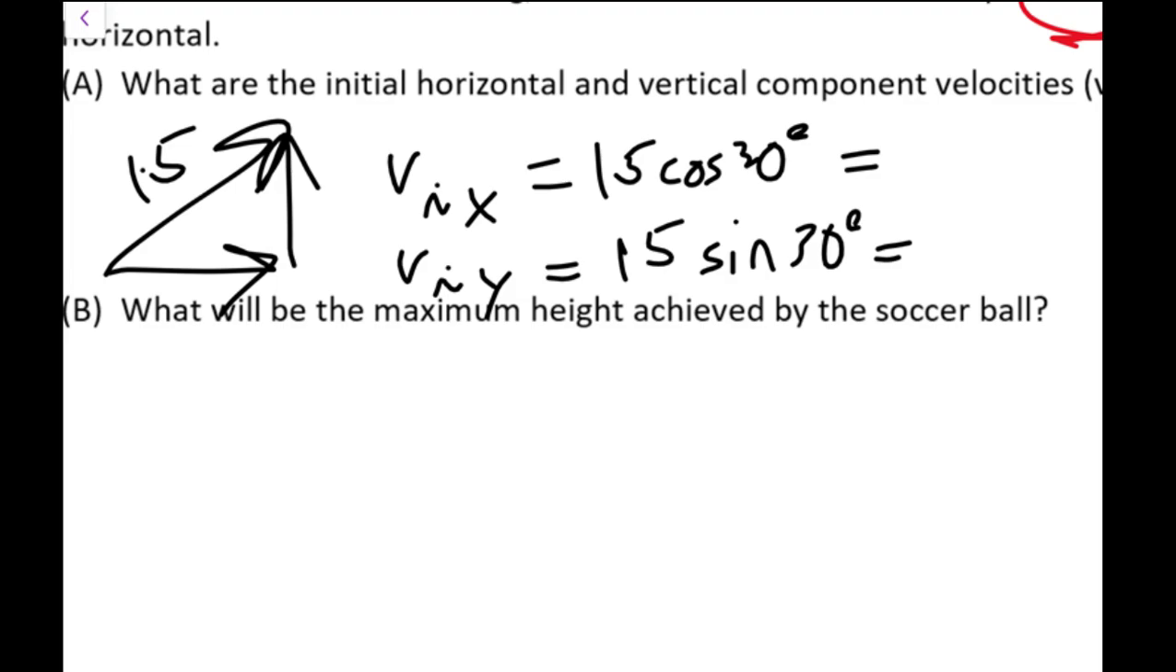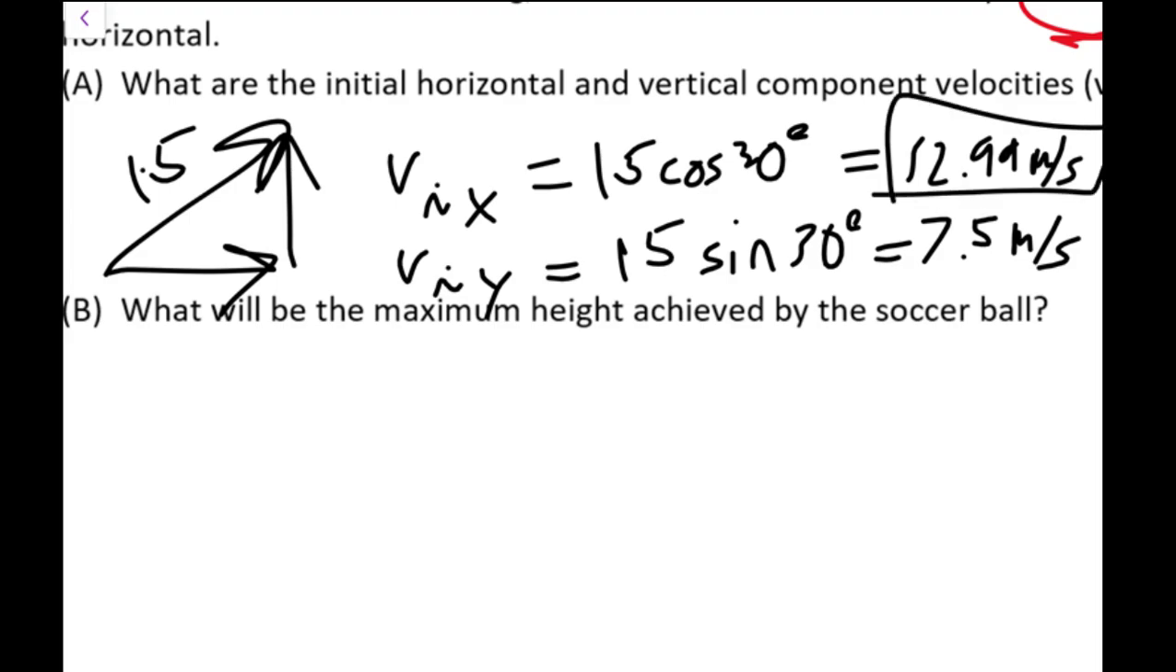So for VIX, you get 12.99. And for VIY, you get 7.5. We'll be using these numbers later. Again, this is our horizontal component and our vertical component.